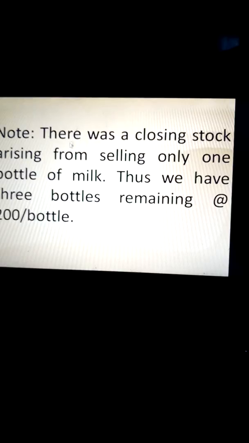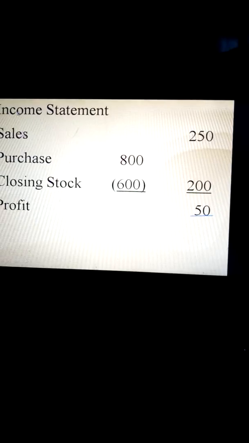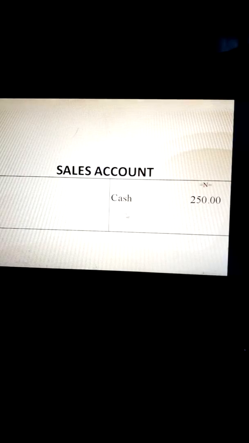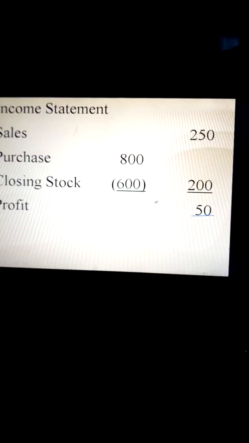And so it's good we note this. There was a closing stock arising from selling only one bottle of milk. So we have 3 bottles remaining at 200 naira per bottle. How will the income statement look like? Income statement. Sales. Remember, we sold only 250 naira, which we took from the sales account. Let's go back and see the sales account. Sales account 250. So it's only 250 that we show on the sales account.